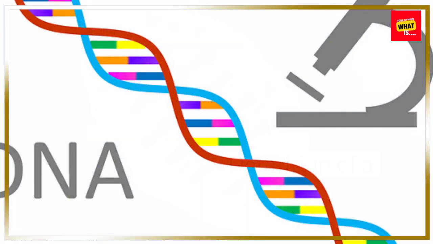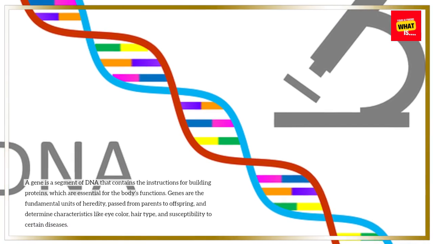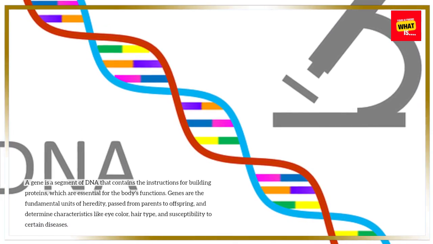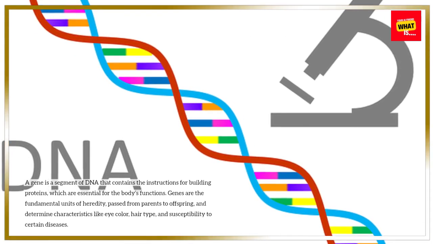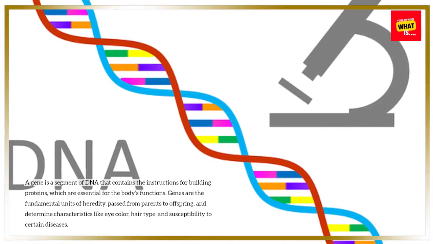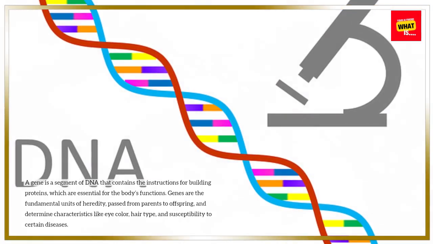Definition of a gene. A gene is a segment of DNA that contains the instructions for building proteins, which are essential for the body's functions. Genes are the fundamental units of heredity, passed from parents to offspring, and determine characteristics like eye color, hair type, and susceptibility to certain diseases.